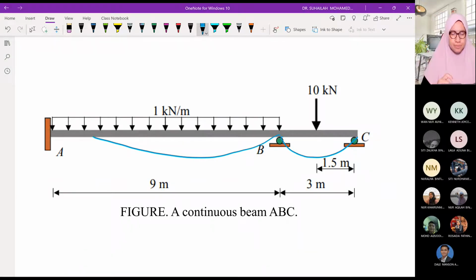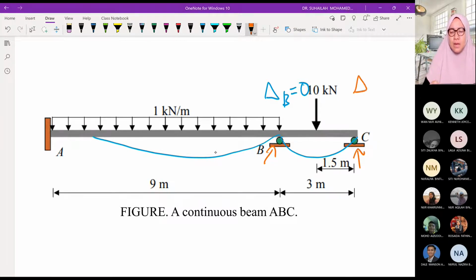From this we know that there is no deflection at B, because there is a roller here. At C as well, delta at C is equal to 0. And at A, delta at A is equal to 0. Why do we draw the curve not starting at A? Because of the fixed support, theta at A is equal to 0.